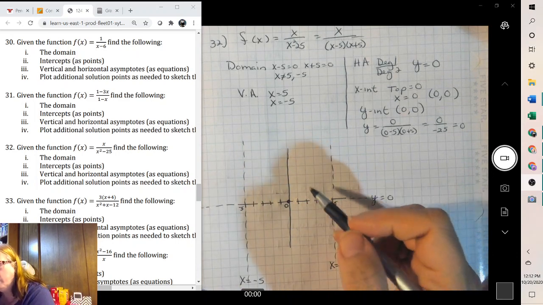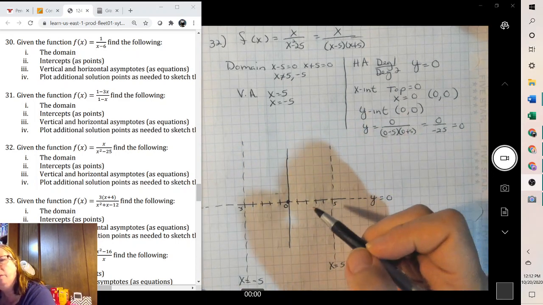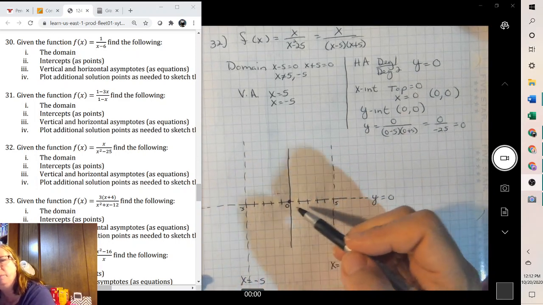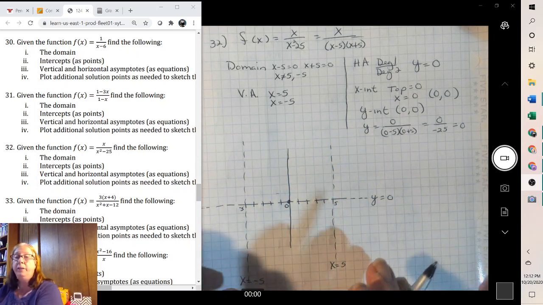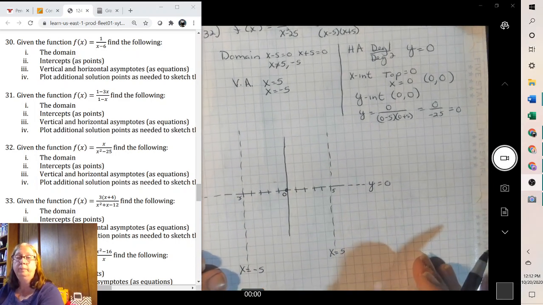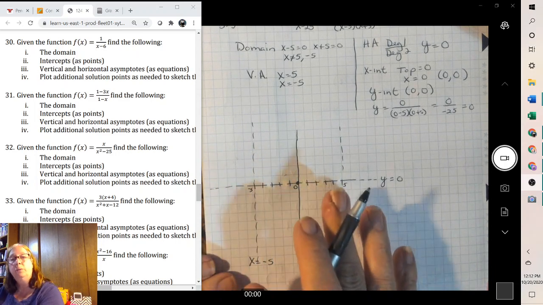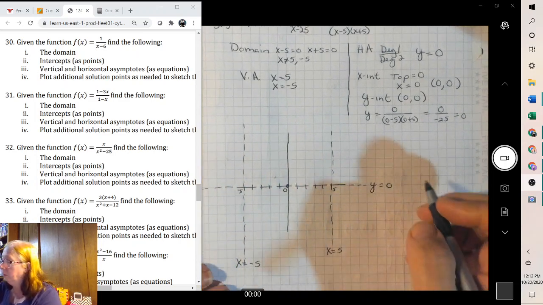This is a case where it crosses. It doesn't cross very often, but notice that this is our horizontal asymptote and we are crossing it. It will never cross a vertical, but occasionally it will cross a horizontal. So we need 1, 2, 3, 4 points.